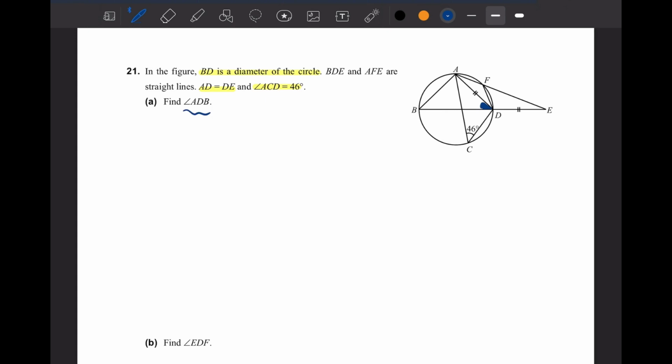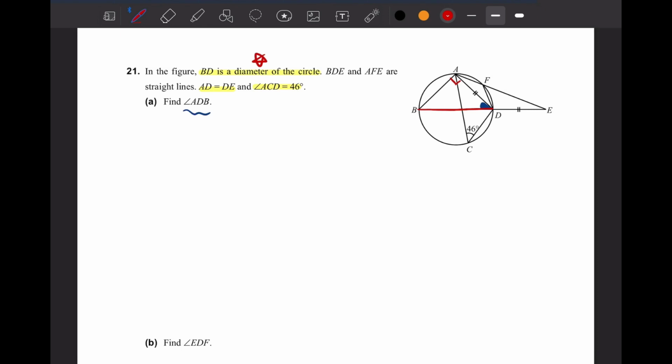Okay, so angle ADB, you can see that is inside the triangle ABD, but then you don't have other information in that triangle, so therefore we have to create some ourselves. So if they tell you that this is the diameter, what does it mean? You know somehow there is a 90 degree in there because of angle in semicircle. So if this BD is a diameter, then this one has to be a 90 degree. Okay, so now you have one more piece of information in that triangle ABD.